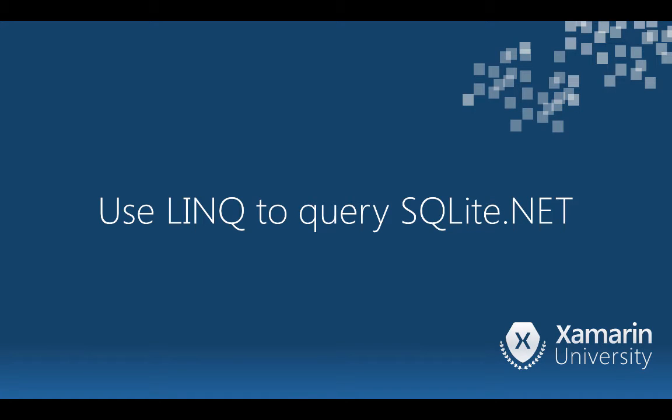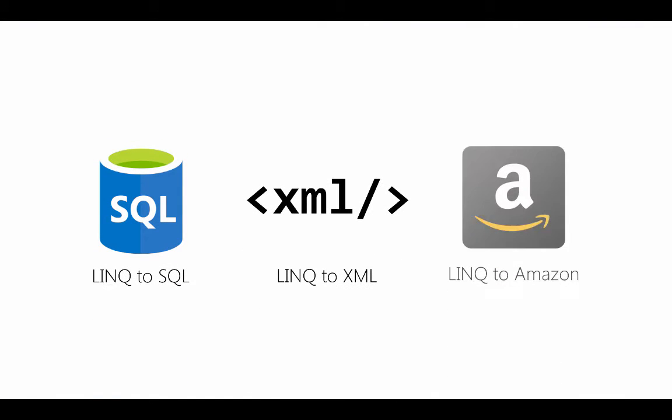We can use LINQ query expressions in SQLite.net to extract and filter data from our database. Language Integrated Query, or LINQ, is a built-in feature of C# and VB.net that allows for standardized data queries across different data sources, and we can see some examples here.